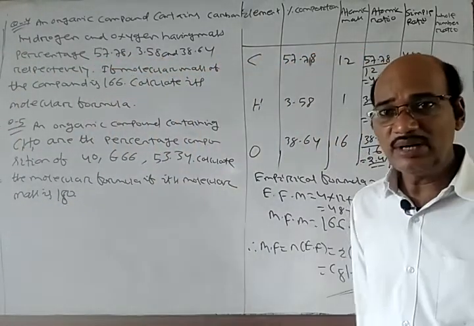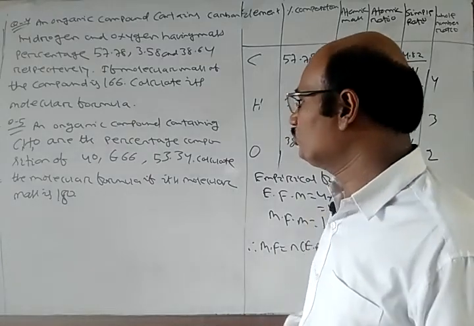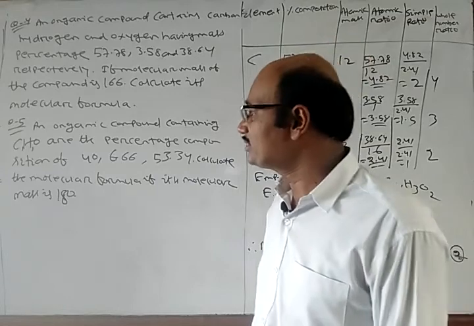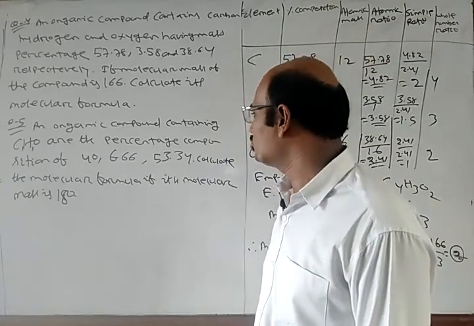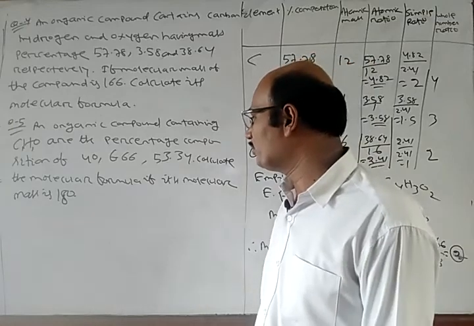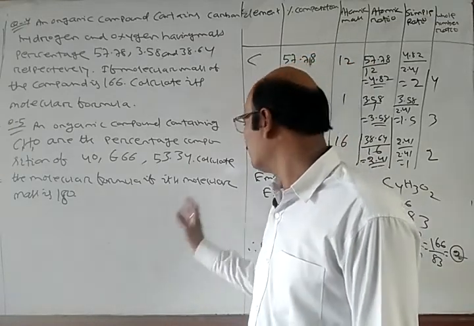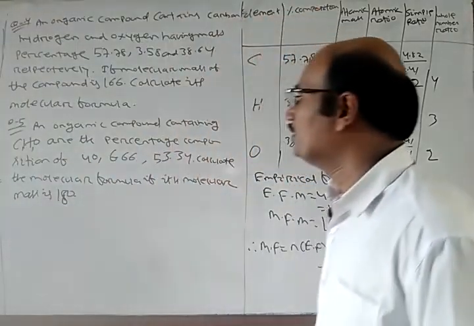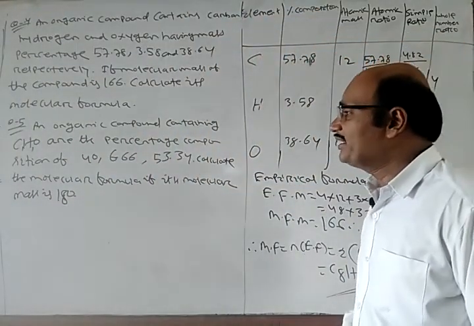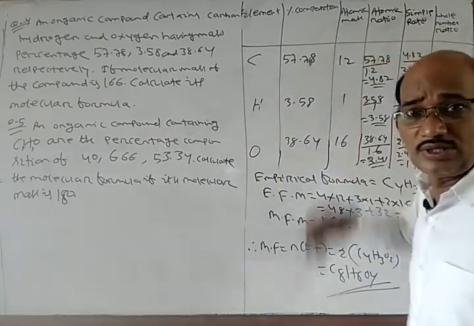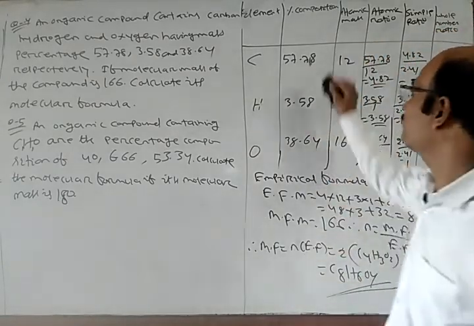Similarly, another example we can do here. Same thing. An organic compound containing C, H, O, and the percentage composition is given here. Calculate the molecular formula if the molecular mass is given. Same type, similar type, we can do the same thing. Now we can repeat the same procedure.